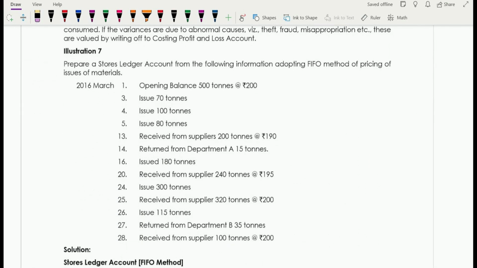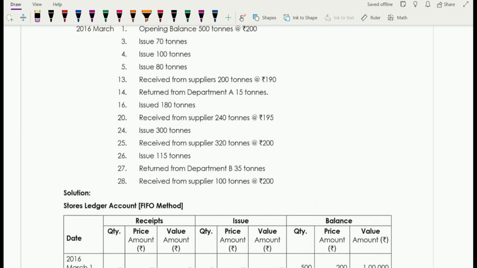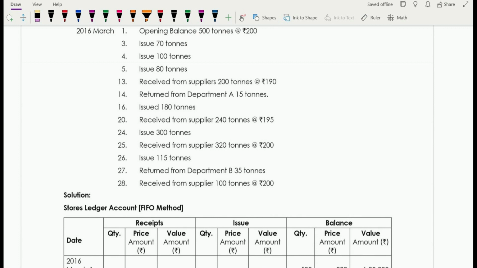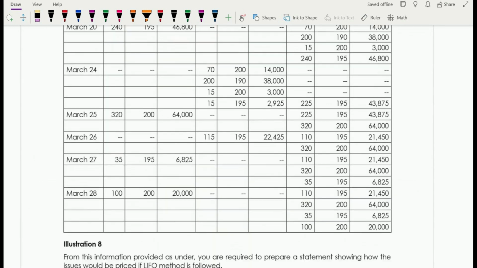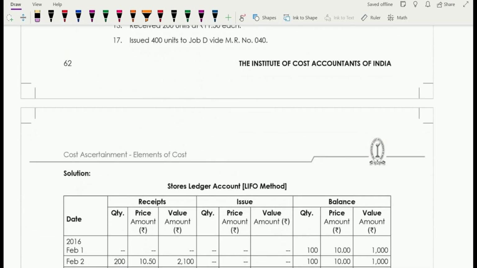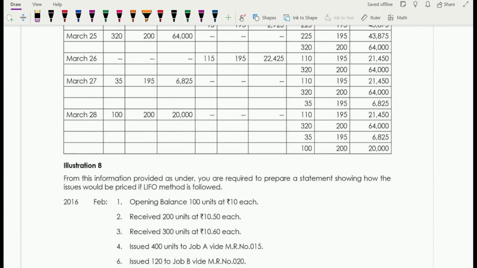The same illustration by FIFO method, you have to do with only one change. There are returns, and how to treat the returns is the only thing to be considered in this question. Otherwise, rest everything is pretty simple. All these are very, very simple.